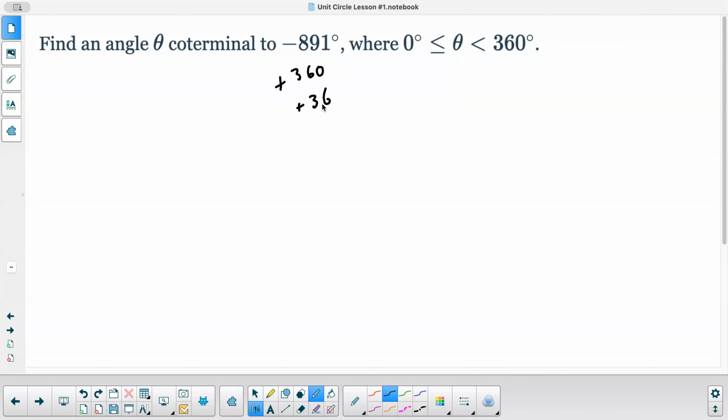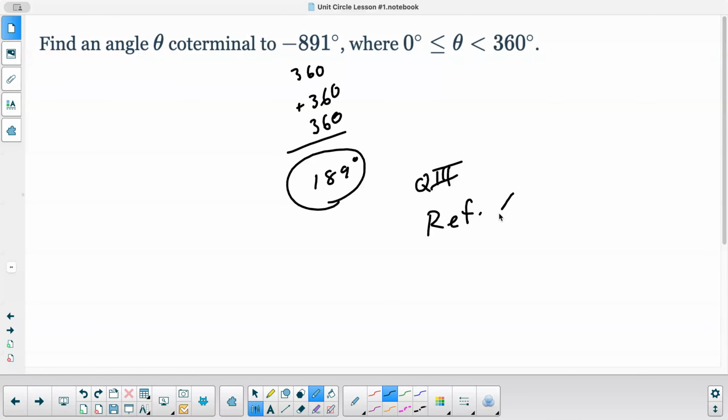I think I got to do it 3 times as well. And let's see what we get. I start with -891 plus 360, 3 times, that gets it there, 189. Okay, so that would be in quadrant 3 if I were to graph it. And my reference angle equals 9. I'm sorry, not 19. It equals 9 because you're 9 degrees past 180. Okay, just because we're going to do this and coming up, I figured I'd mention it.